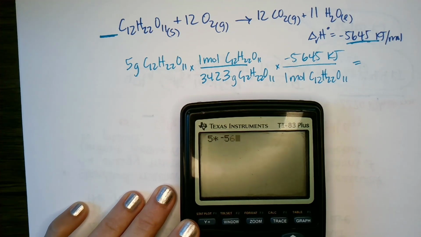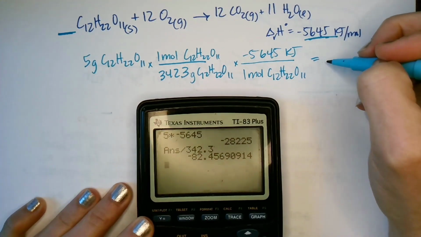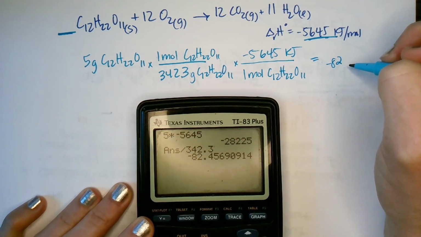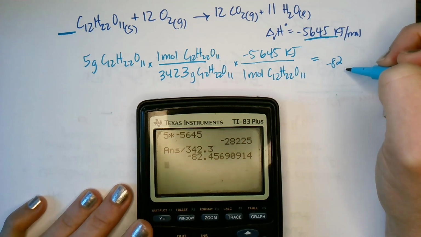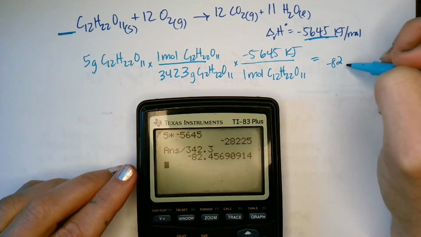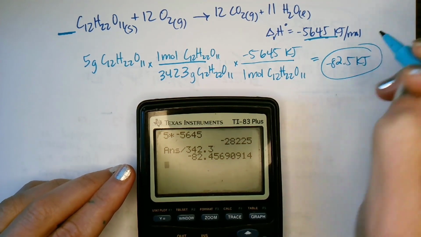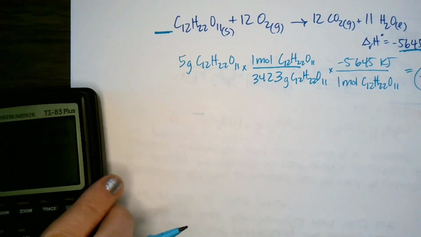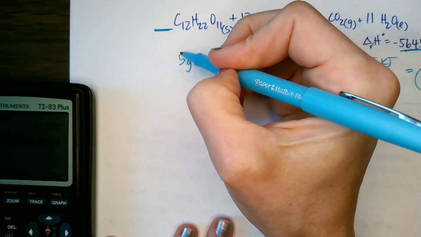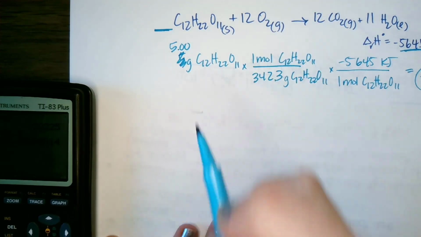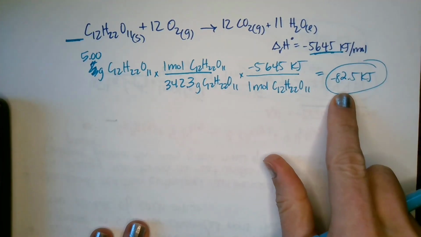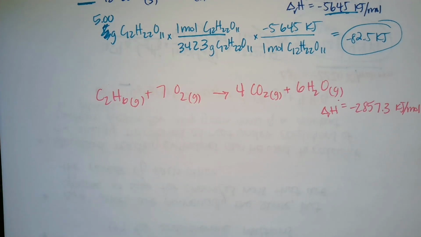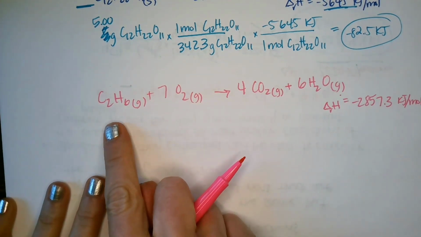So now we're just going to plug this in. 5 times negative 5645 divided by 342.3. And we should get negative 82.5 kilojoules of heat. And I went to 3 sig figs just because I was lazy, and whoops, when I started this problem out, it should have been 5.00. So sorry, 3 sig figs there, 3 sig figs at the end.